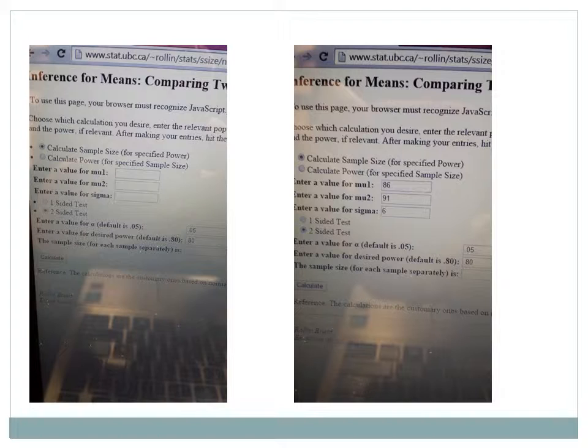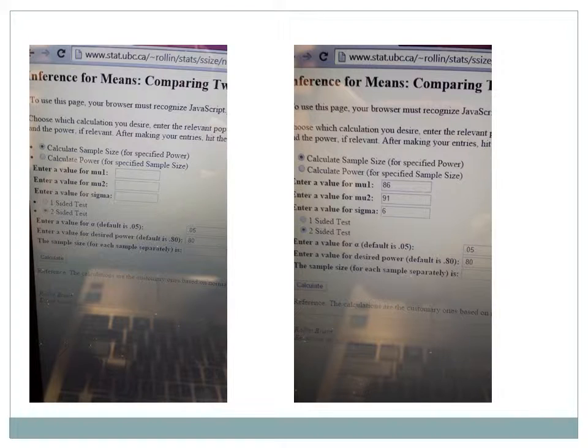And so I'm calculating the sample size because I want to see how many students I need in my class. And it says enter a value for mu1 and mu2. That means the mean in the first group and the mean in the second group. And enter a value for sigma. That's the standard deviation. And whether it's a one-sided or two-sided test, it's usually two-sided. Enter a value for alpha. Default is 0.05. That's the p-value, so I left it there.